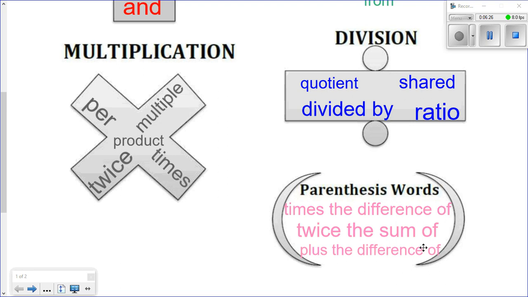Plus the difference of. So again, difference. Another thing, if you had plus the quotient, you'd have to do the division first, or plus the product, you'd have to do the multiplication first. So a lot of these result words are going to be clues that you have to work in a parenthesis first and do these things first.